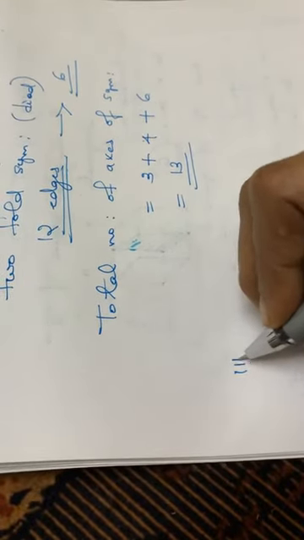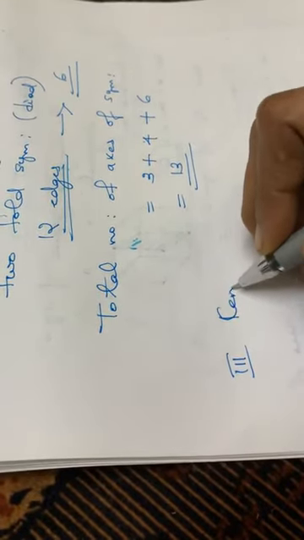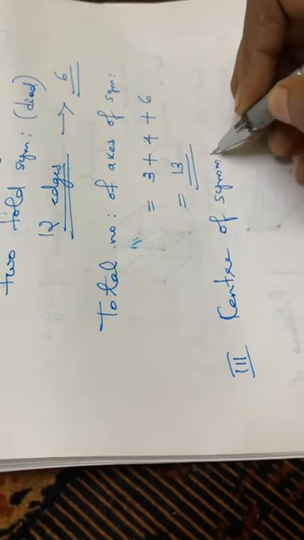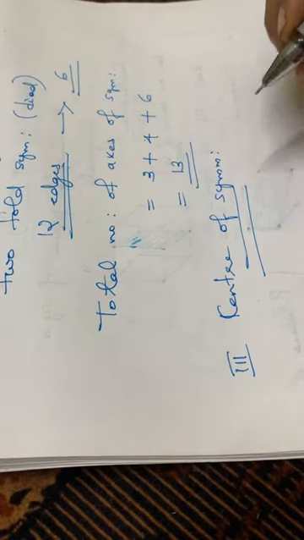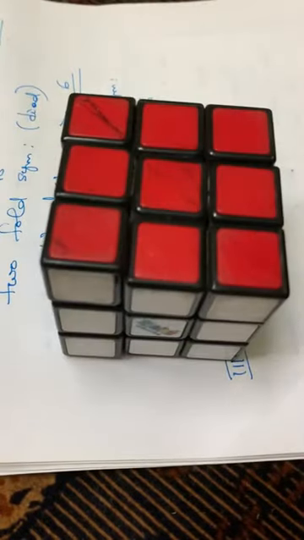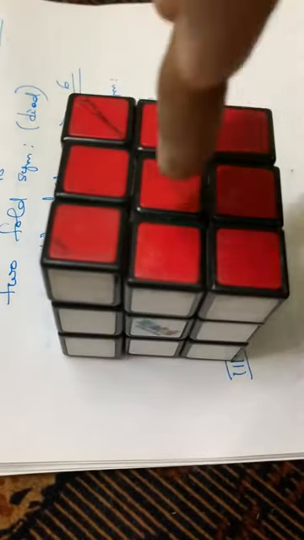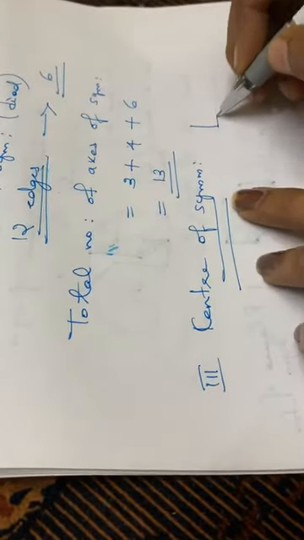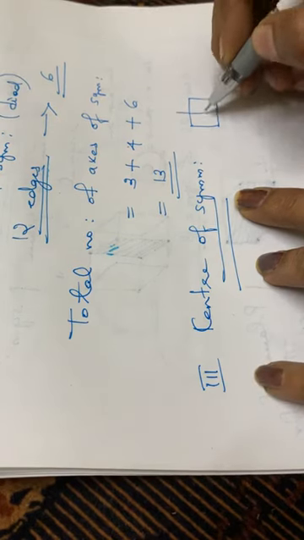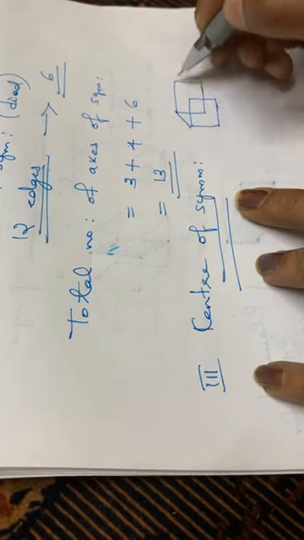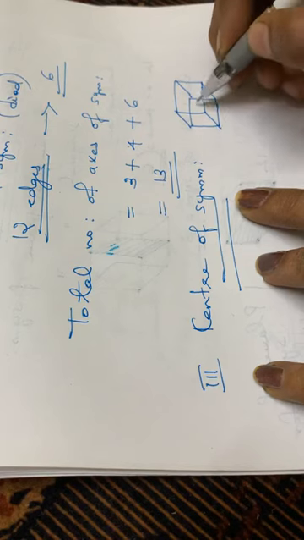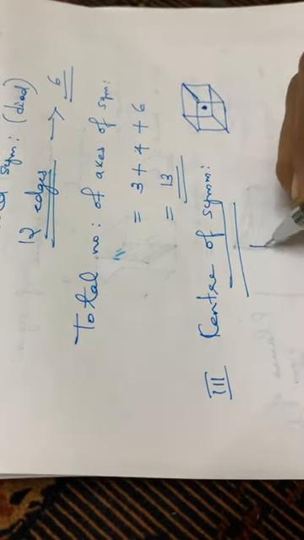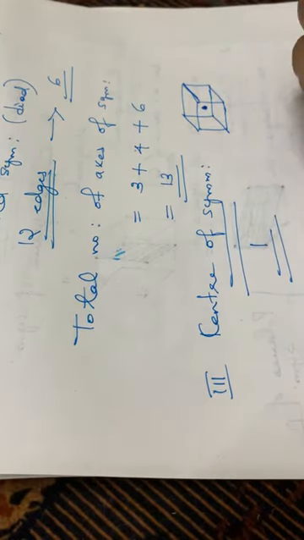Then the third element of symmetry, that is the center of symmetry. For this particular cubic system, there will be only one center of symmetry. It will be inside this crystal system, that is, at the center. So here, this is the center of this crystal system. So only one center of symmetry for this cubic crystal system.